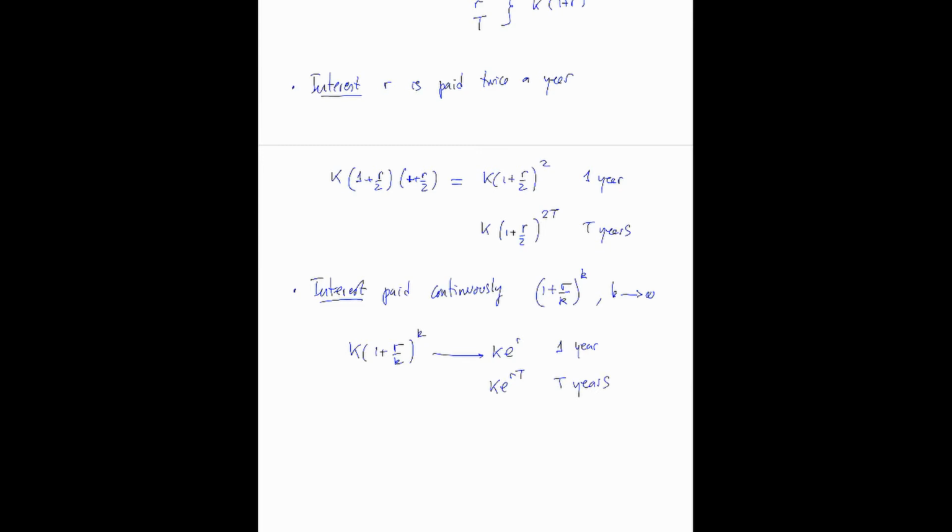Let me write it here. Continuously compounded interest of an amount K with an annual rate R for T years gives you an amount of K e to the RT.